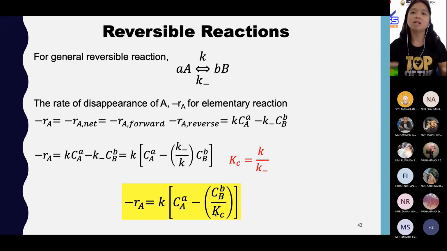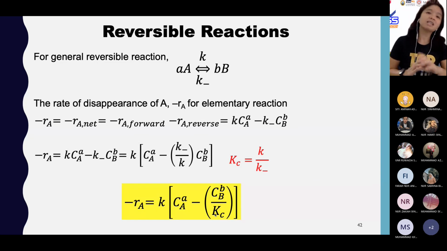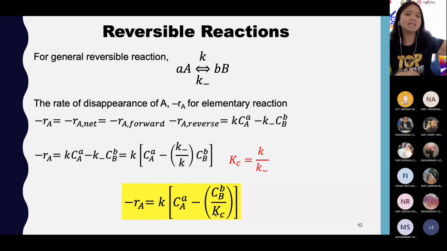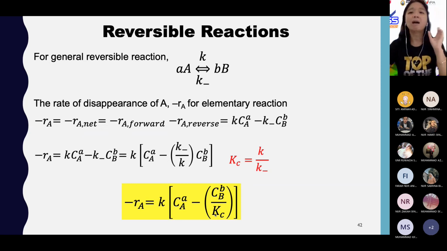So kamu jangan confuse. Sebab rate law ni dikira pada keadaan sebelum dia mencapai keseimbangan. Just that yang tadi kita cerita pasal CAE, CBE, CCE, CDE itu adalah apabila kita nak kira Kc. Sebab Kc itu apa? Equilibrium constant. Sebab tu concentration dia mesti pada equilibrium.